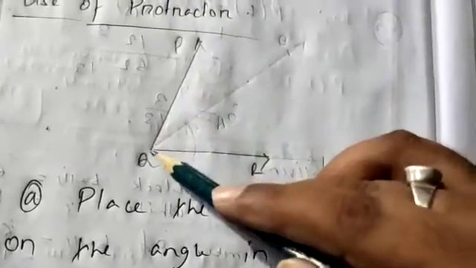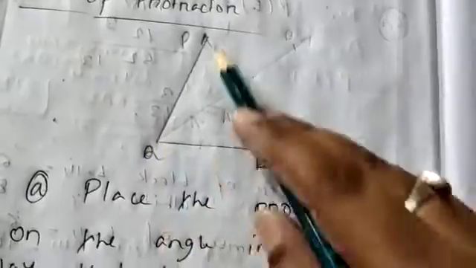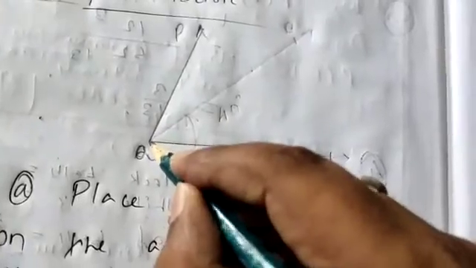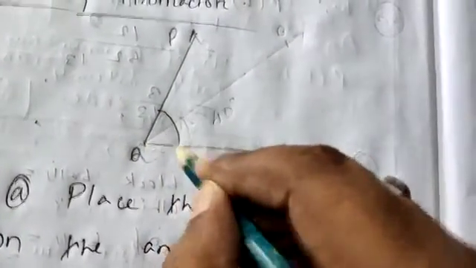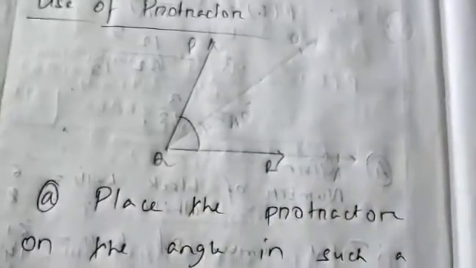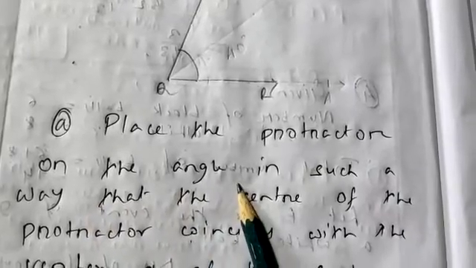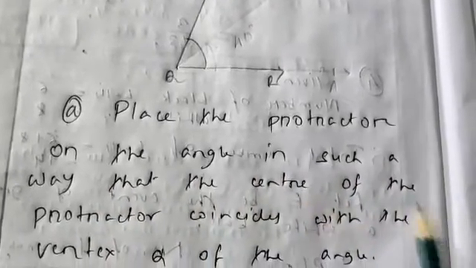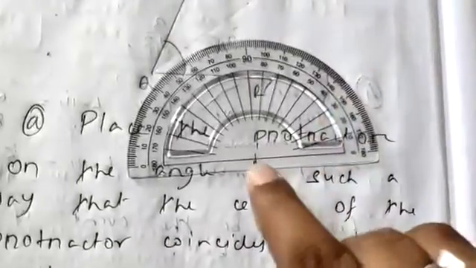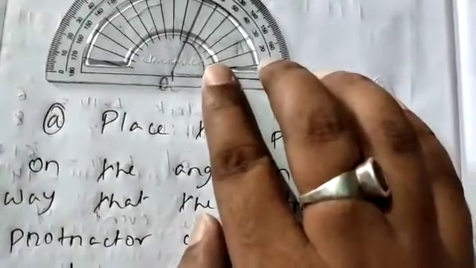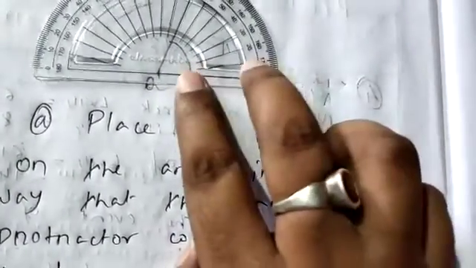All of you know how an angle is produced when two line segments or two lines meet at a point like this. This is the ray QP or PQ, and this is the ray QR. Those two rays meet at the point Q, and that is why they form an angle. So now how can we measure that angle? The first point is to place the protractor on the angle in such a way that the center of the protractor coincides with the vertex Q of the angle. Center means this point. You have to place this point on Q. It is given like this.